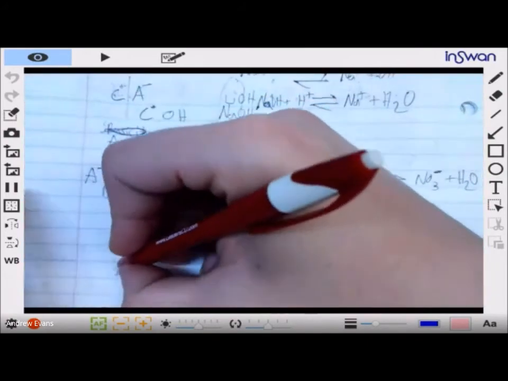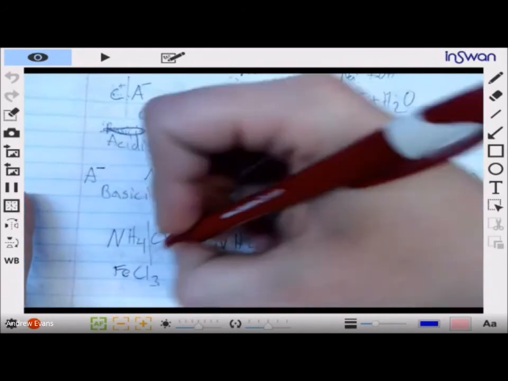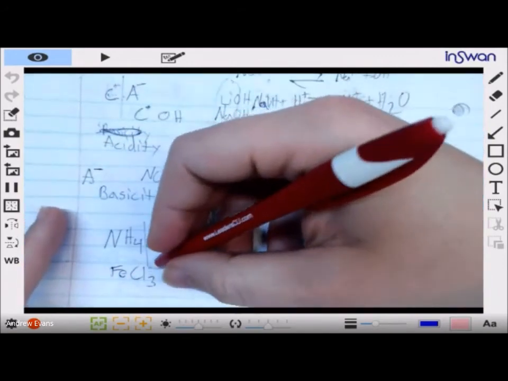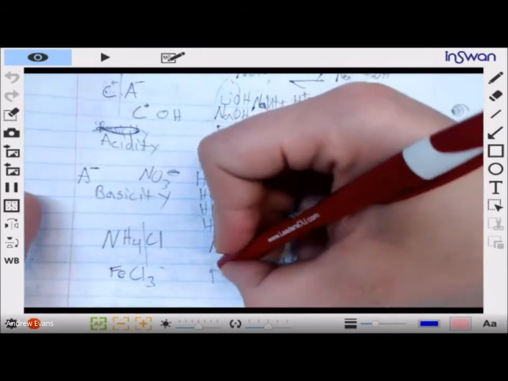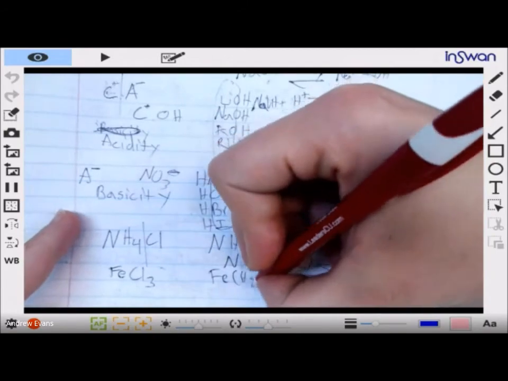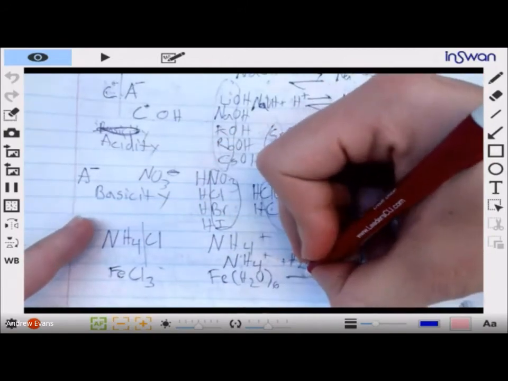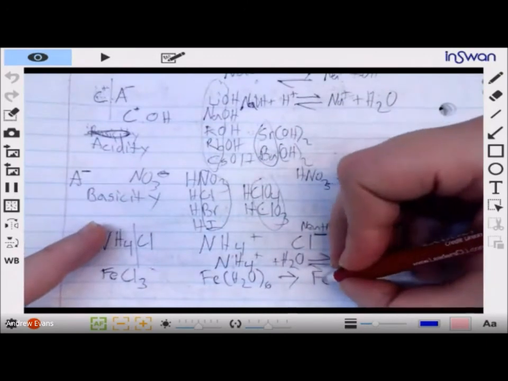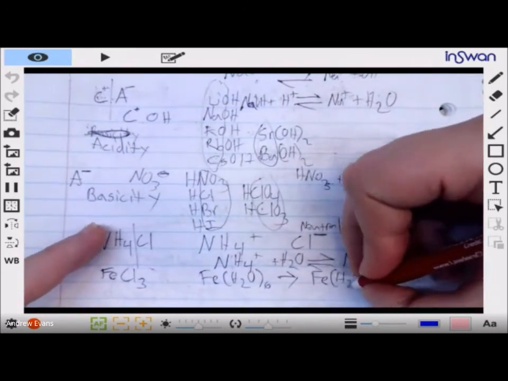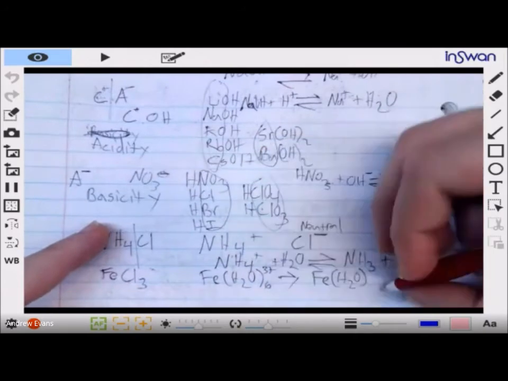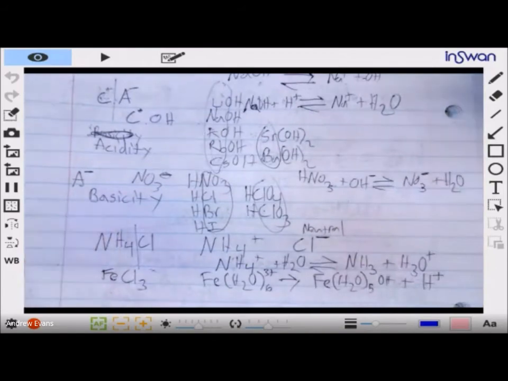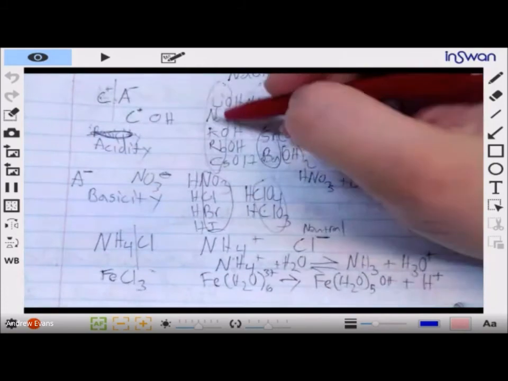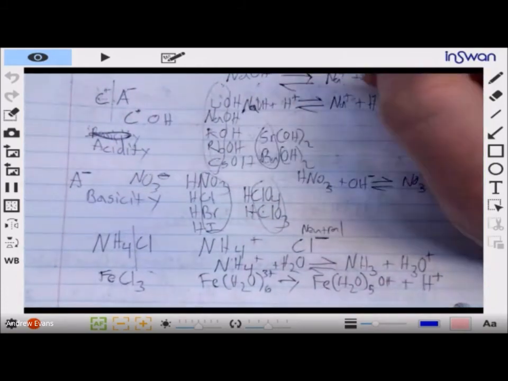If I said iron chloride, iron as an element can act as an acid, and it forms iron hexaaqua, which can then go to iron aqua hydroxo and an acid. Or the same thing with zinc. Zinc can do that as well. So transition metals, they're not in these groups, so they can act as an acid.